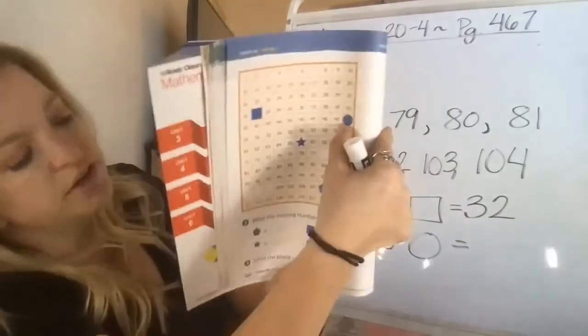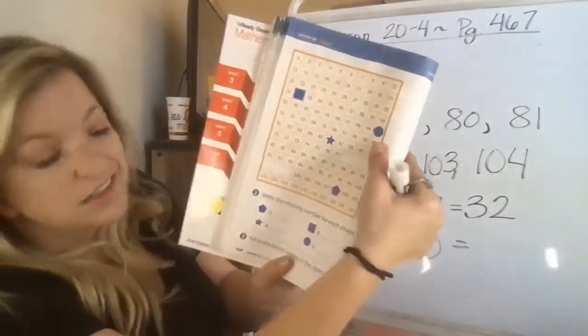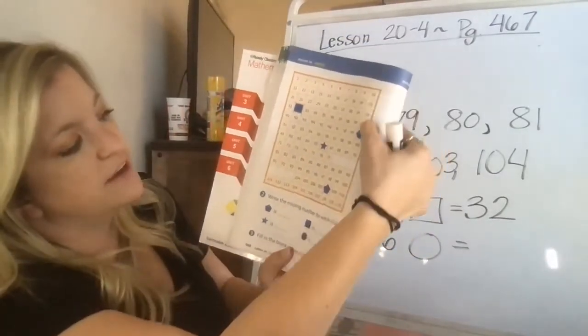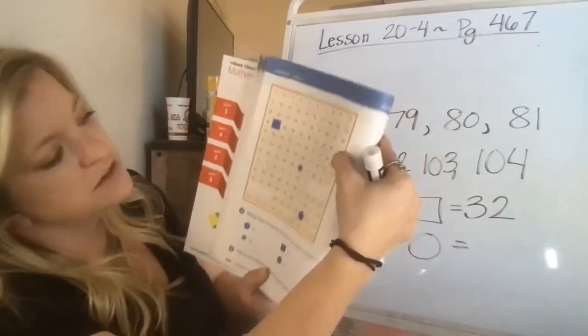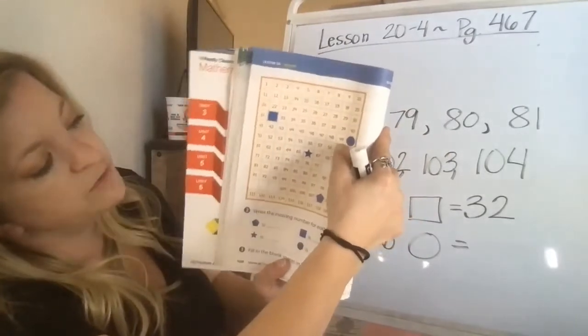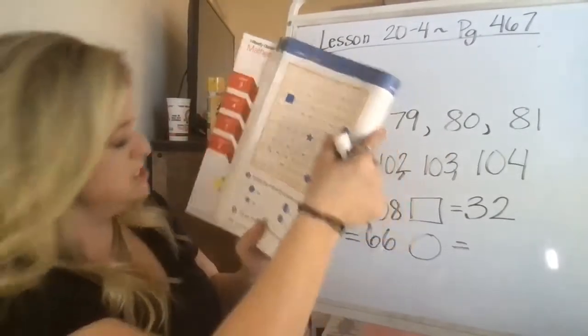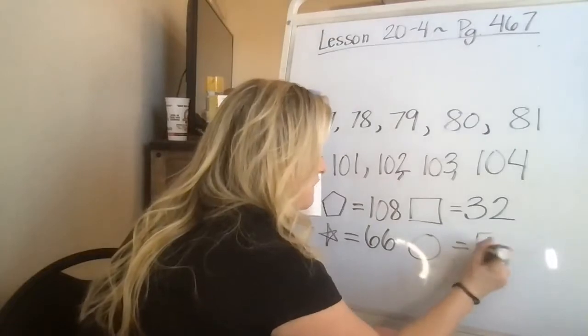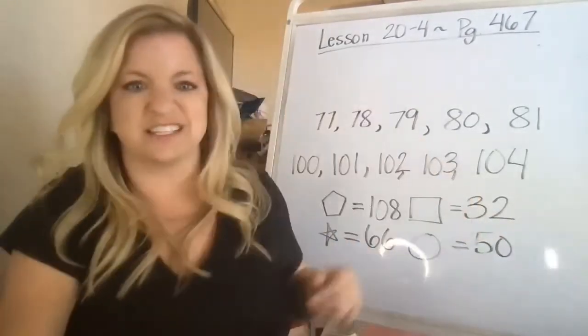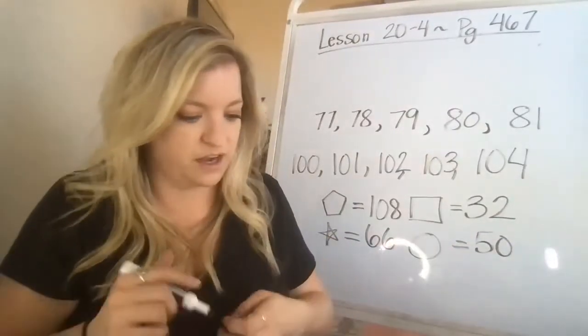Now the circle is at the end. So if you notice, all of these have zeros. So it's 1 more than 49, which is 50. So the circle is 50. I think this is fun. It's like looking for patterns and what's the missing puzzle piece, that kind of thing.